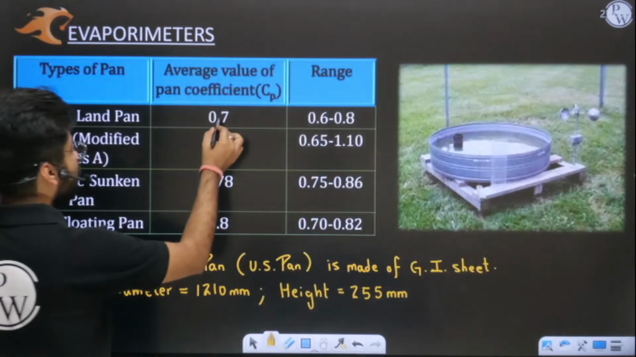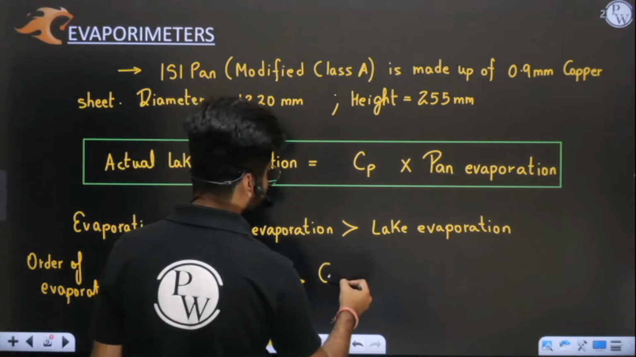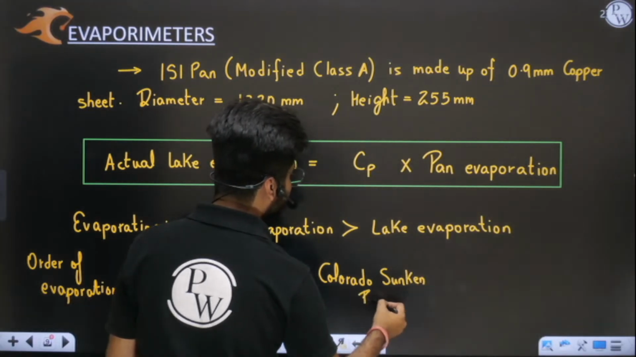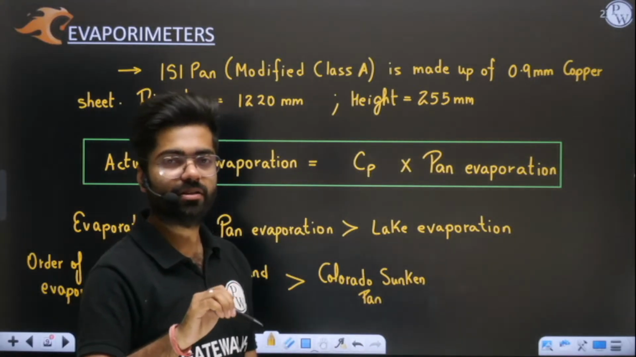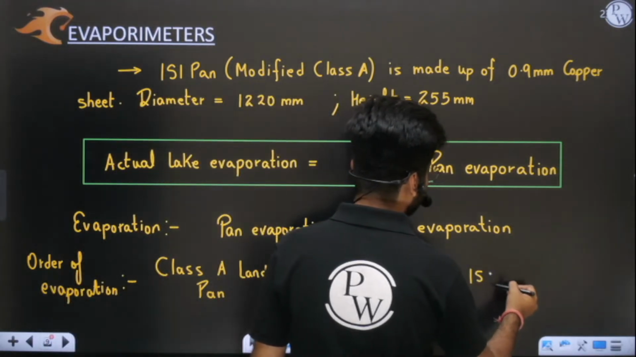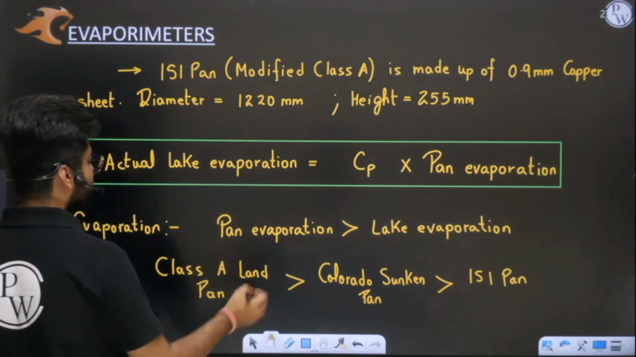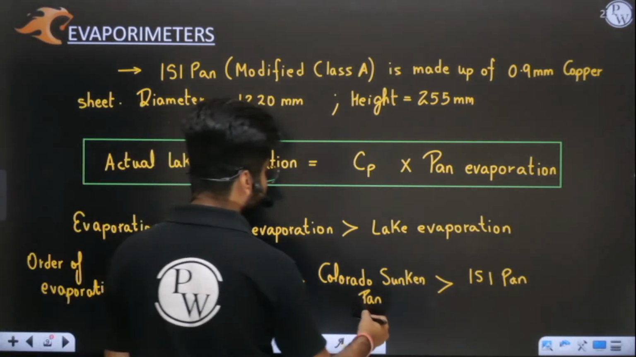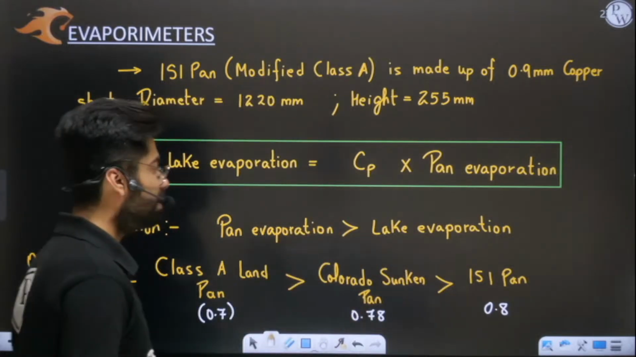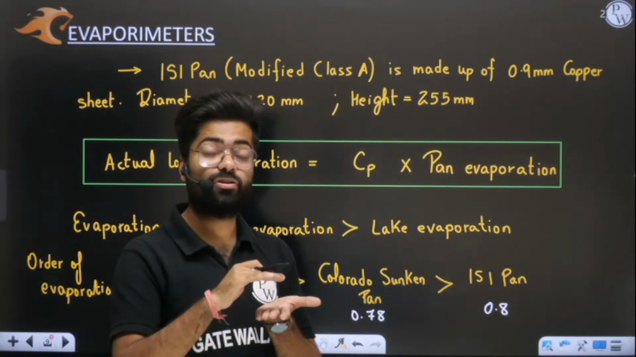The lower the pan coefficient, the higher the evaporation. Secondly, we have the Colorado sunken pan. And in the Indian one, evaporation will be almost similar to the lake, very much less. The Indian ISI pan gives the lowest evaporation, similar to that of the lake. That's why it is the best one. The class A land pan has Cp of 0.7, this one has 0.78, and this one has 0.8. Since the class A land pan gives the highest evaporation, in order to make it equal to lake evaporation, listen very carefully.